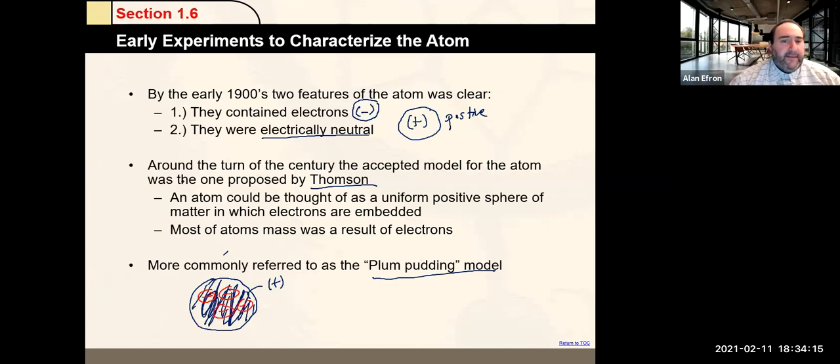It's called plum pudding because that's a dessert, and the dessert has pudding and raisins. He thought the raisins were like the electrons, and the pudding was the positive charge spread out all over.